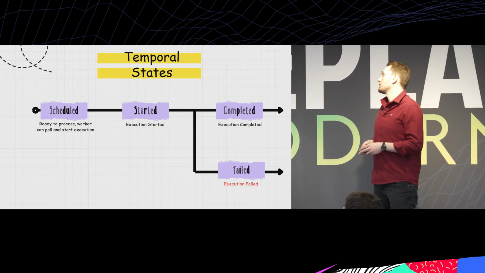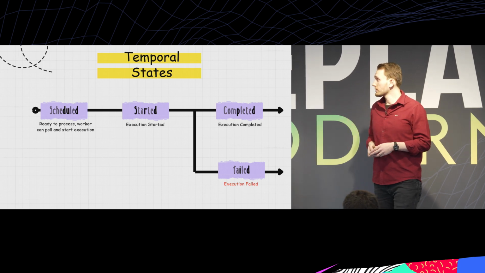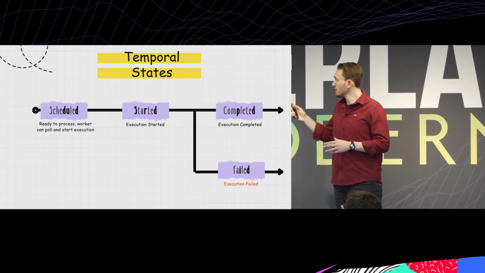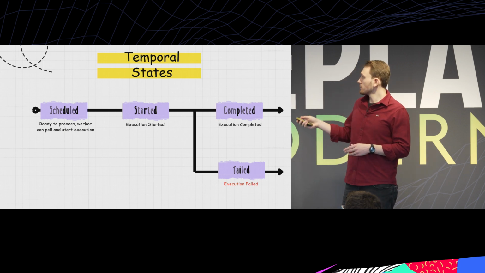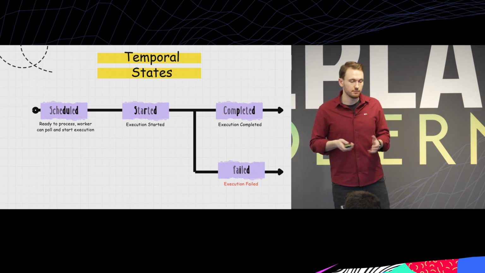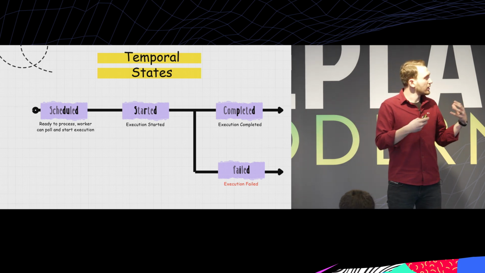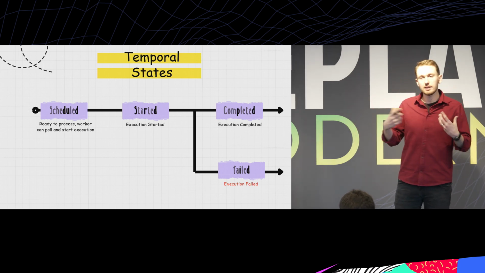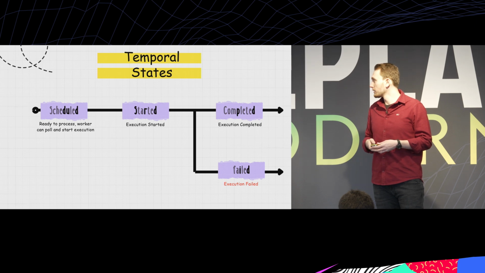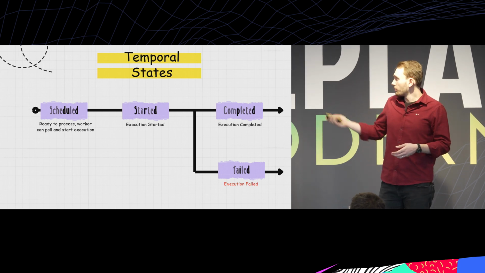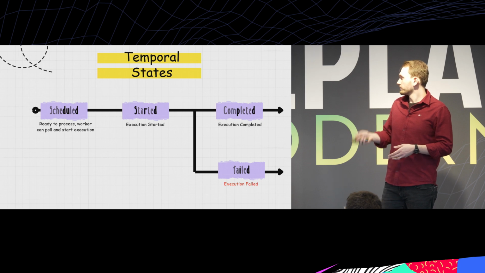But before understanding replay, first we need to understand Temporal states. Temporal has different kinds of state, but basically we have 4 states: scheduled, started, completed, and failed. Scheduled means that it is ready to process. The worker, I mean our application, can poll and start execution of my activity. Then I have started, completed, and failed as well.